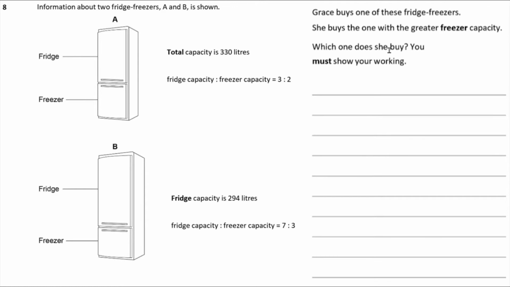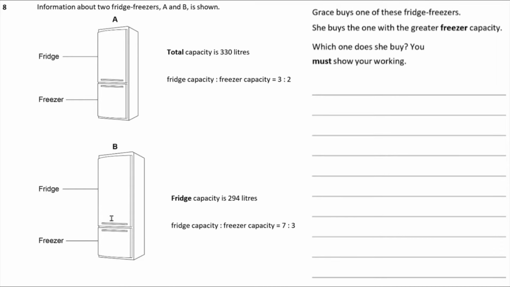Grace buys one of these fridge freezers. She buys the one with the greater freezer capacity. Which one does she buy? You must show your working. Okay, so is this one, which is deceptively not drawn to scale, bigger? Oh no, it's the other way around. So which one of these beasts is going to have the highest freezing capacity?